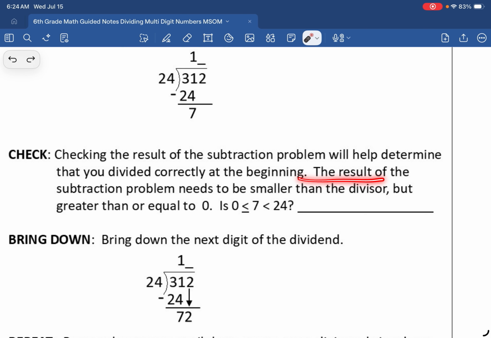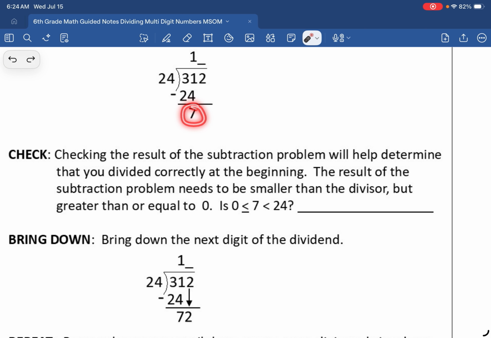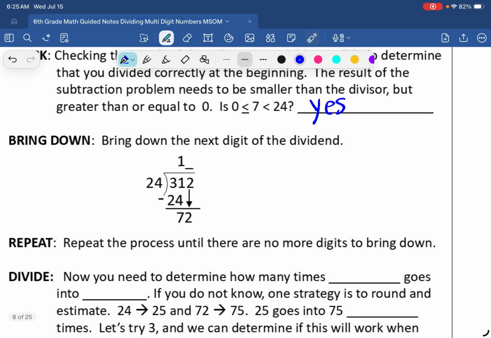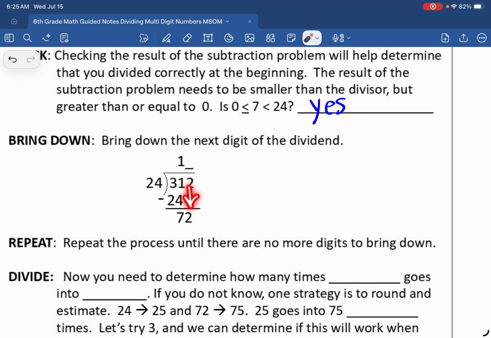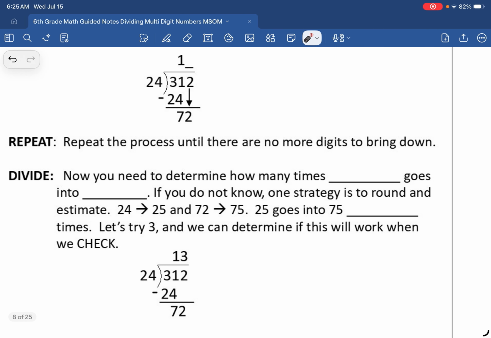The result of the subtraction problem needs to be smaller than the divisor, but greater than or equal to 0. So 7 needs to be smaller than what I'm dividing by, in this case 24, but it has to be greater than or equal to 0. And yes, in this case 7 is greater than 0 and less than 24, my divisor. I'm bringing down my next digit of 2, so 2 goes down right there. And we're going to repeat this process until there are no more digits to bring down.